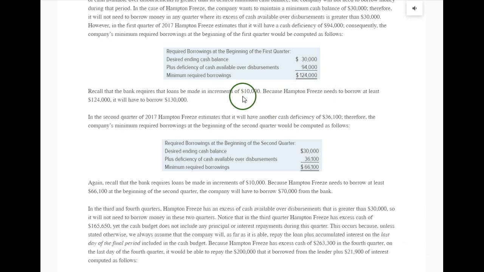We can borrow money, but we have to borrow money in $10,000 increments. So we're not going to borrow exactly $124,000. We have to borrow $130,000. So we have to borrow more than we actually need, but that's just the rule here. We borrow in $10,000 increments. So if we're short $124,000 in total, we have to borrow $130,000 to cover that.